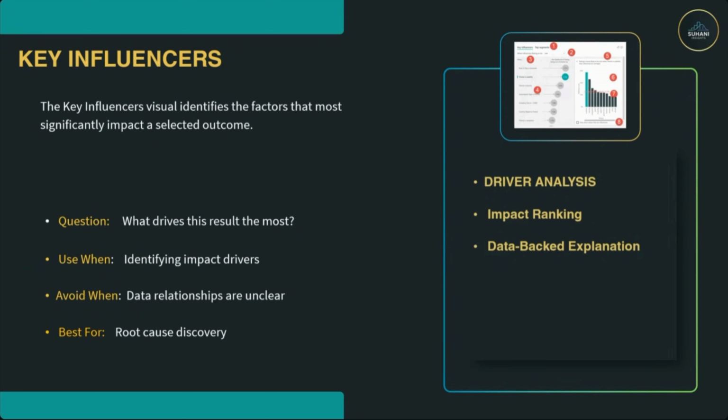This helps us to understand how the impact ranking is there. For example, if you click on category, which is the highest product. If you click on segment, which is the higher one. So if you want a data-backed explanation, with examples and some narratives, then key influencers is the best one, because it gives us the root cause discovery.